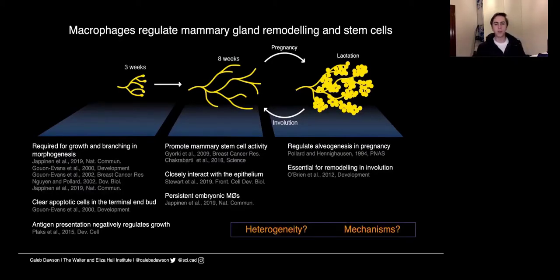But we really don't know much about the heterogeneity of macrophages in the breast tissue yet, and we don't know by which mechanisms they carry out these functions.